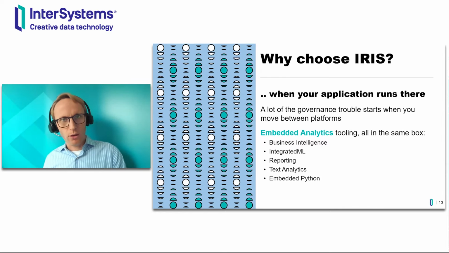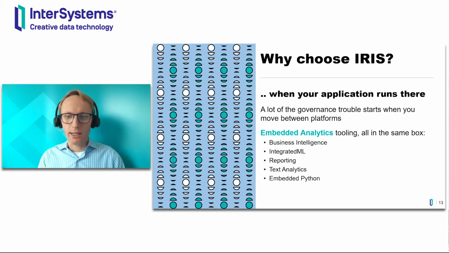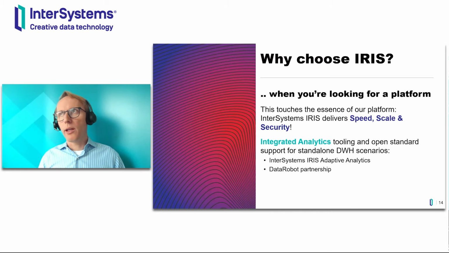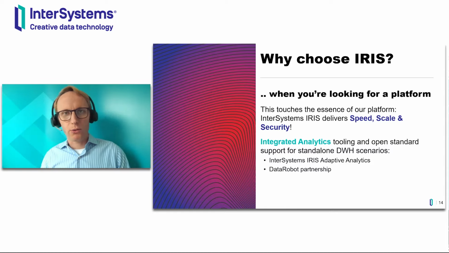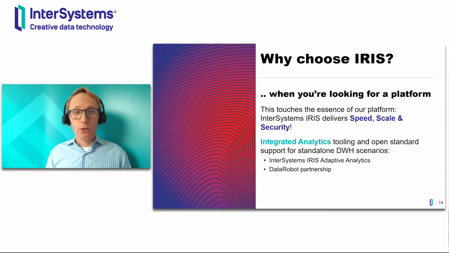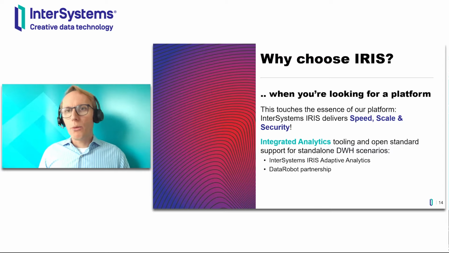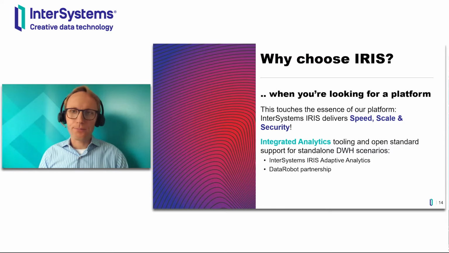Now, this is for the not so black and white case where you want to gradually extend your application to also include data warehouse-like functionality. What if you are looking at a brand new data warehouse where you're looking at converging data from multiple sources and building your Kimball schema of measures and dimensions from scratch? Why would you choose InterSystems Iris from the broad set of platforms that is available out there?